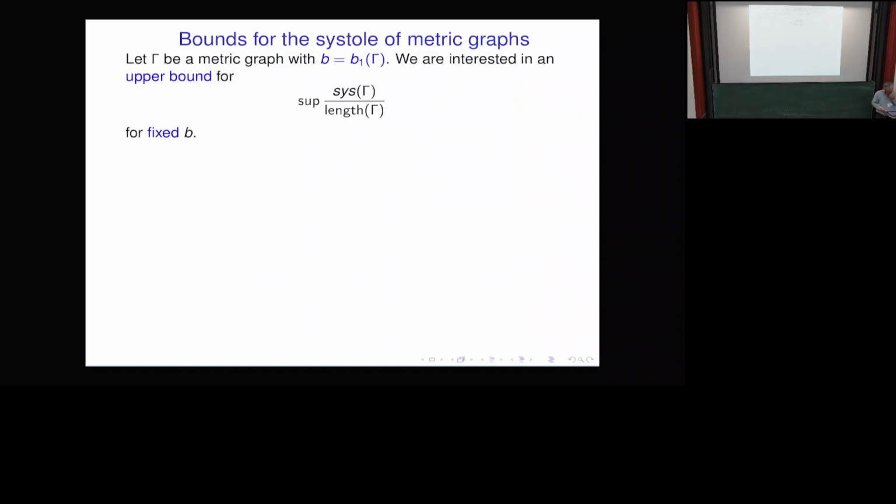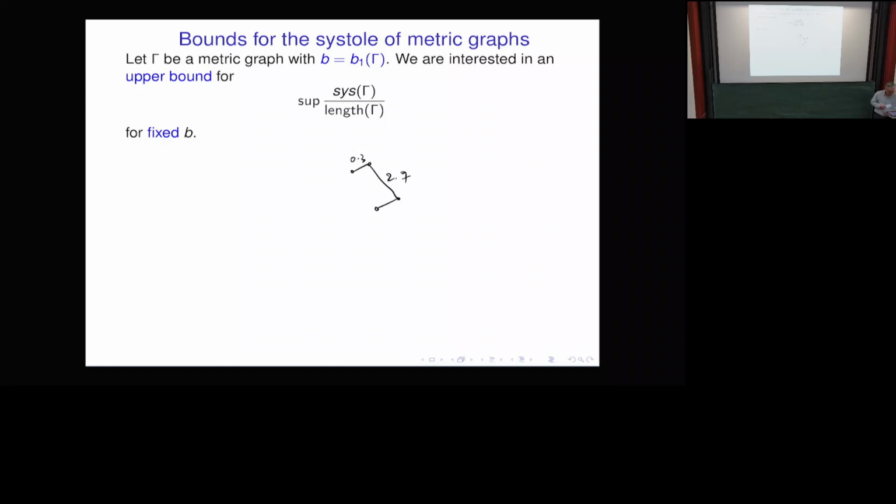Okay, so I'm going to start with something easier. Actually, I'm going to start with the systole of a metric graph. So what do I mean by metric graph? Well, I mean a graph except the edges do not necessarily have the same length. Maybe this is 0.3, this is 2.7, and so on. Okay, so this is a metric graph.